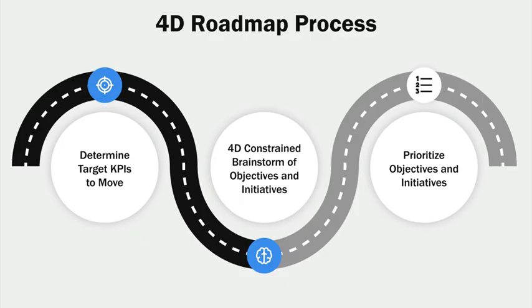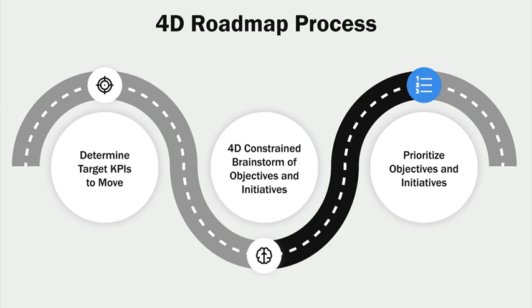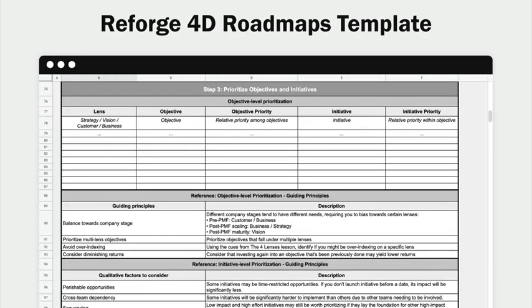In the previous lesson, we walked through the first two steps of the 4D road mapping process. We determined which target KPIs to move and did a constrained brainstorm of objectives and initiatives that would effectively move those metrics. In this lesson, we'll walk through the final step, prioritizing those objectives and initiatives into a concrete roadmap, again using the Reforge 4D Roadmaps template to apply the knowledge.